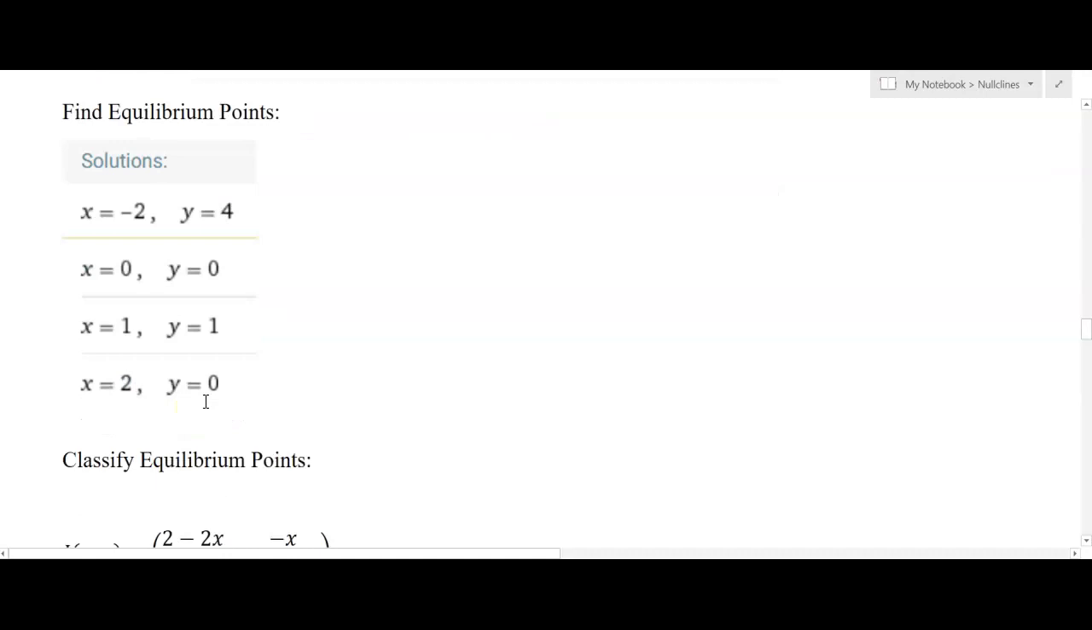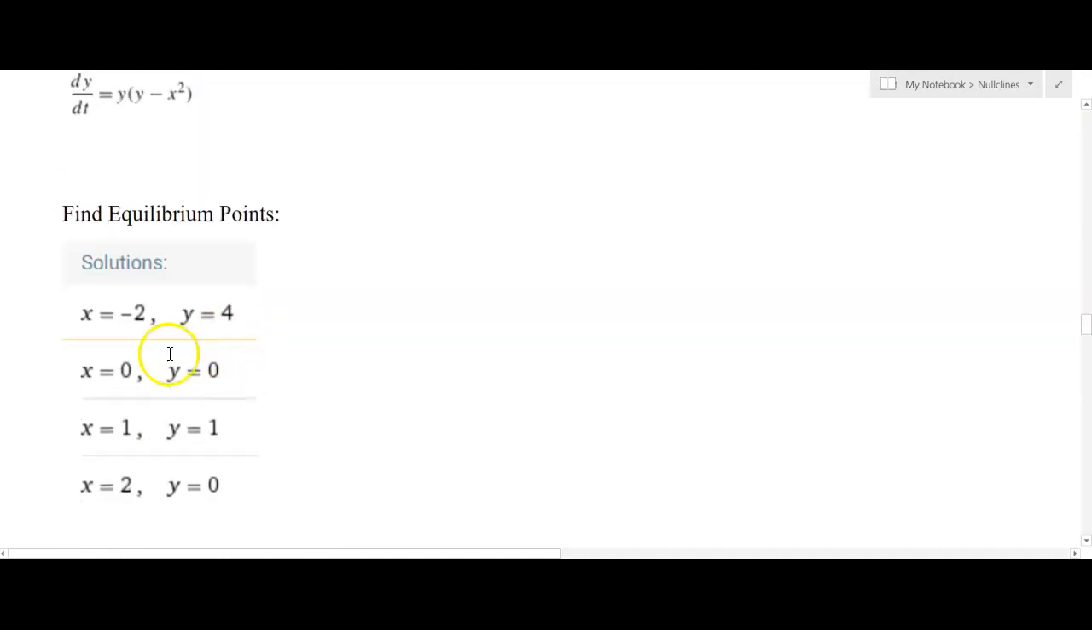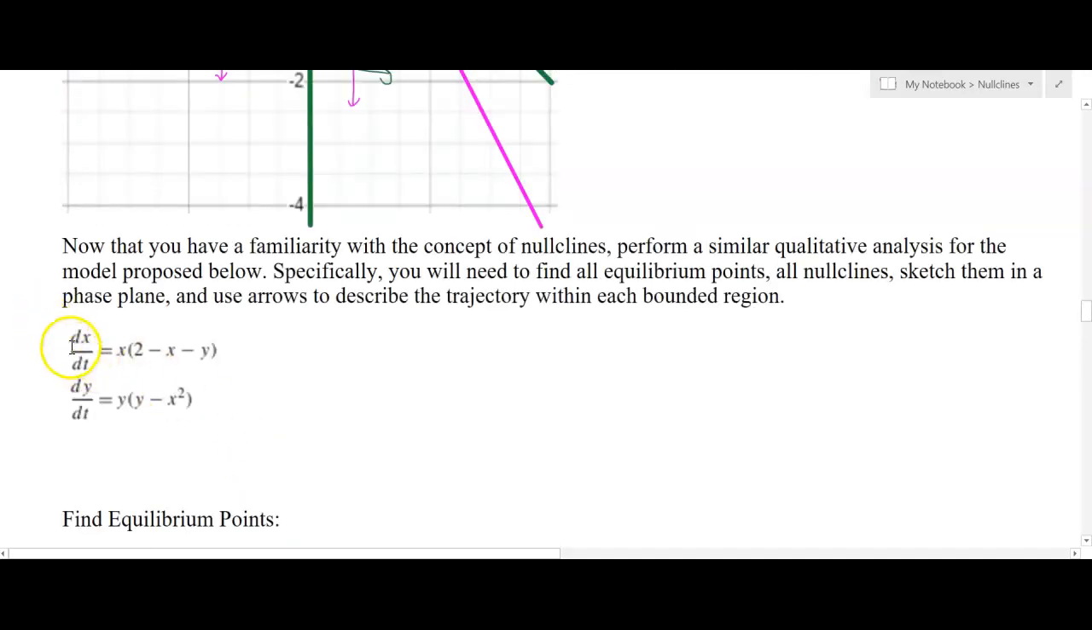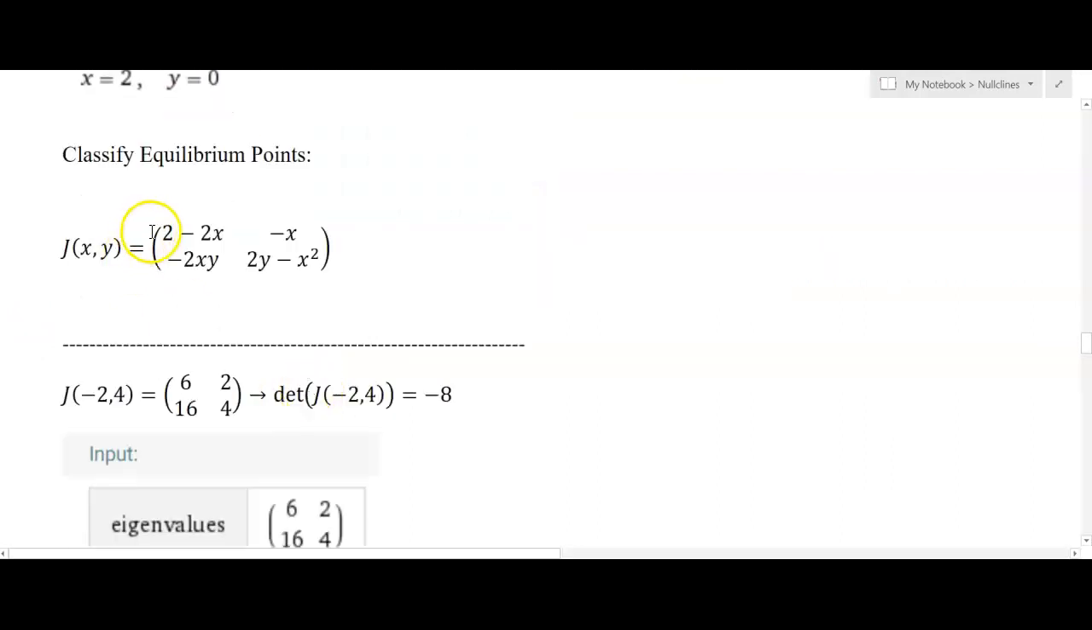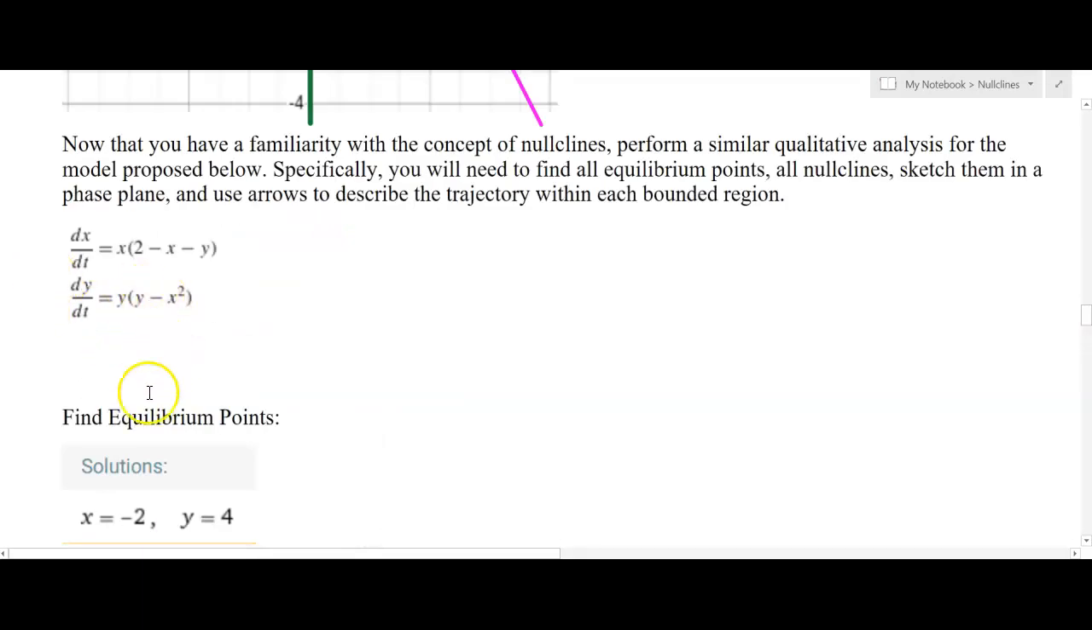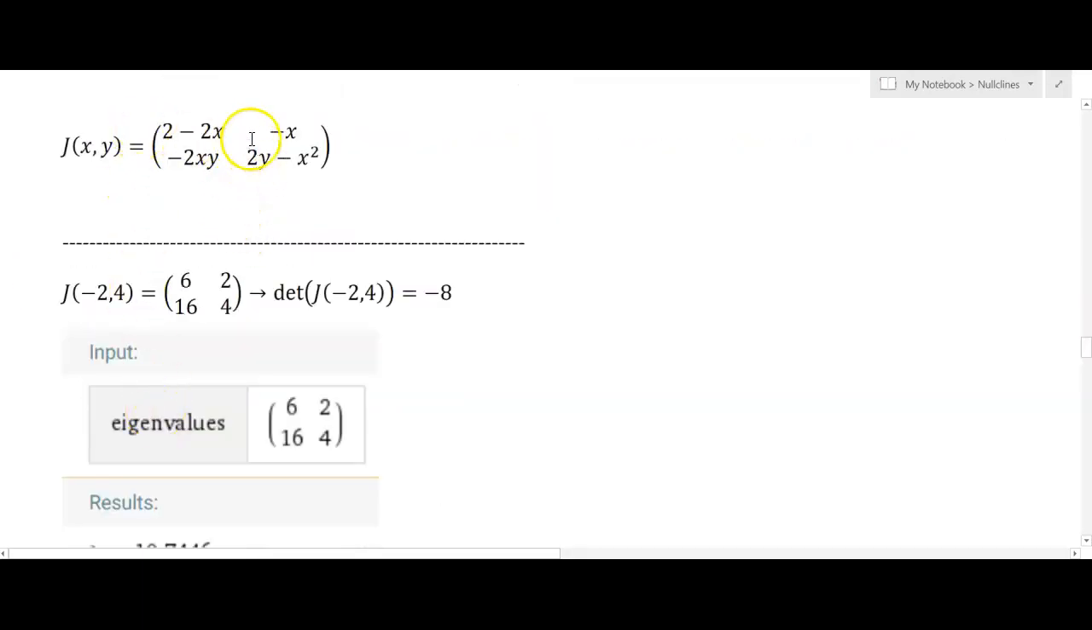And we find our equilibrium points by setting both equations equal to 0. We have 4 equilibrium points. In order to know what they are, we have to compute the Jacobian matrix. The top left component will be the derivative with respect to x of this guy, and the top right component will be the derivative with respect to y, which will give us 2 minus 2x and negative x. And the derivative of dy/dt with respect to x is negative 2xy, and the derivative of dy/dt with respect to y is 2y minus x squared.